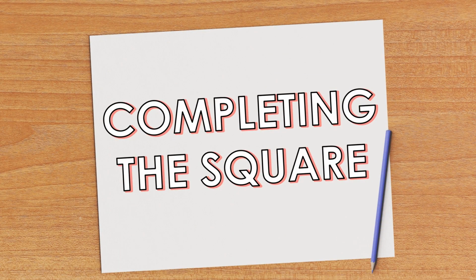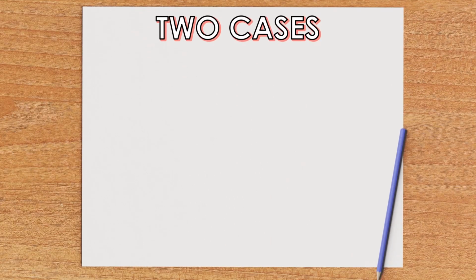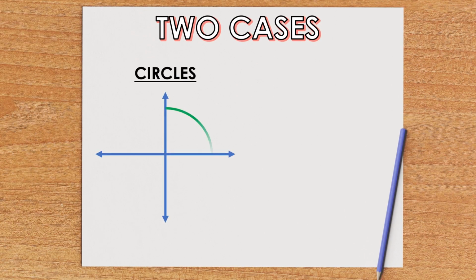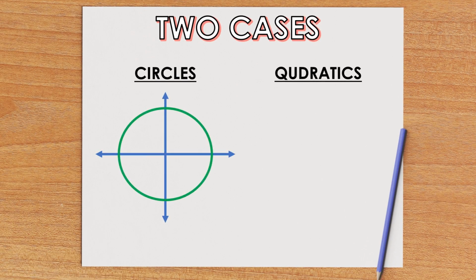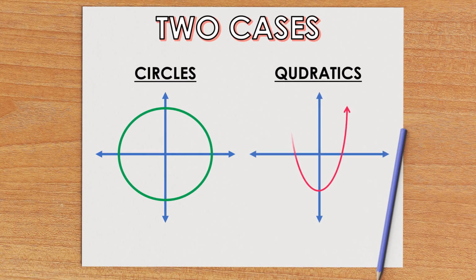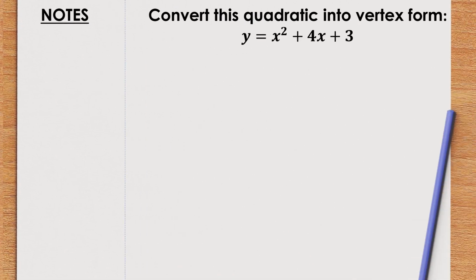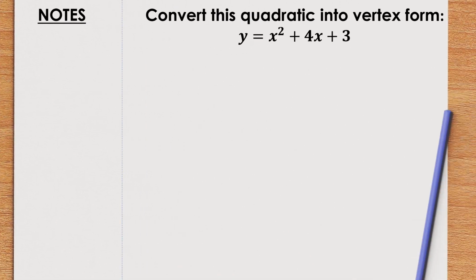Completing the square is mainly tested in two different areas: circle equations and quadratics. This video will focus on the quadratic portion. Sometimes you may be given a quadratic in standard form, and they'll ask you to convert it to vertex form, like in this question. The first step is to find your coefficient of x. In our problem, our coefficient is 4.